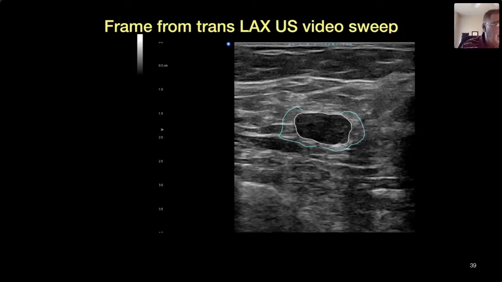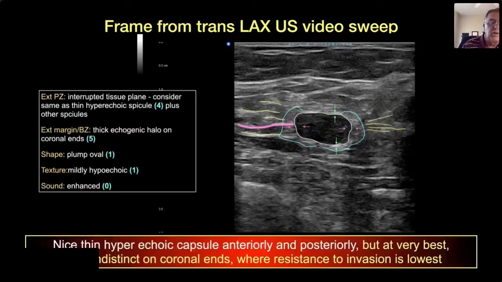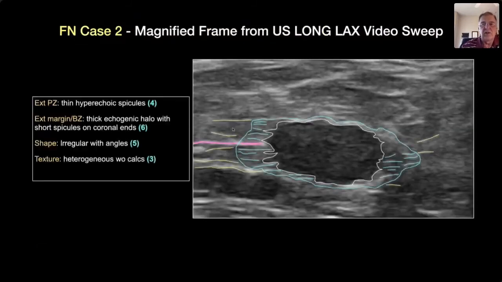I mean, the best way to see these spicules is a short axis video sweep. You can see these hyperechoic spicules pulling in and going out, retracting in and going out as you sweep across the lesion back and forth. If you put your video loop into a sweep back and forth mode, it becomes very apparent. It's much more apparent than on any still image. And the yellow lines are showing the hyperechoic spiculations.